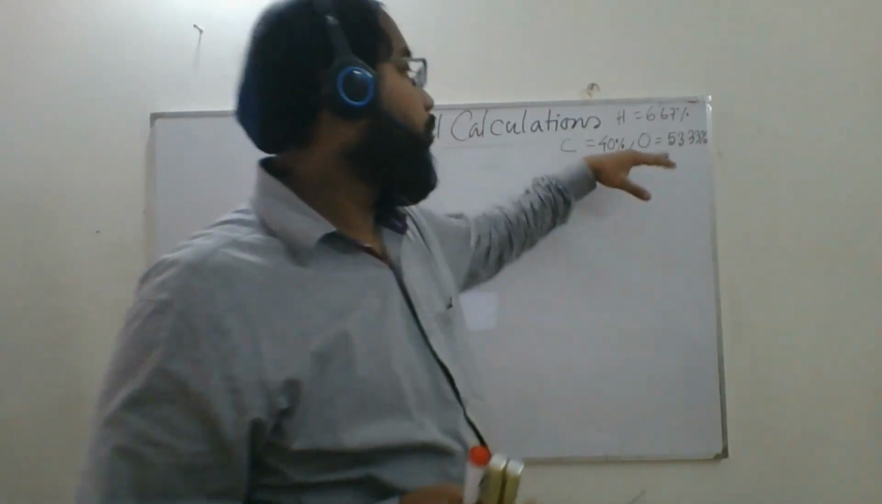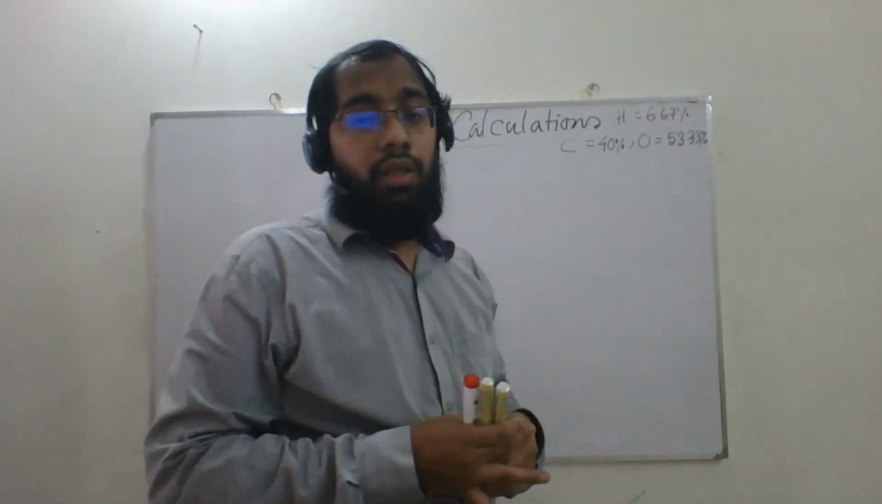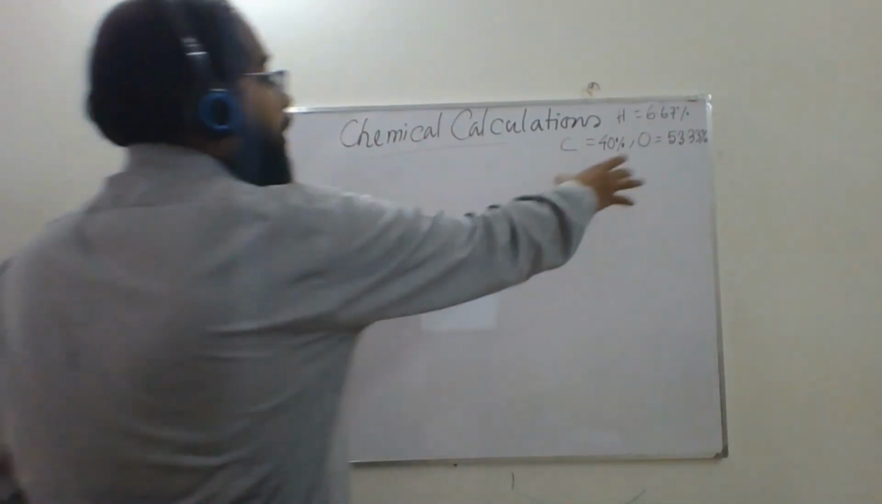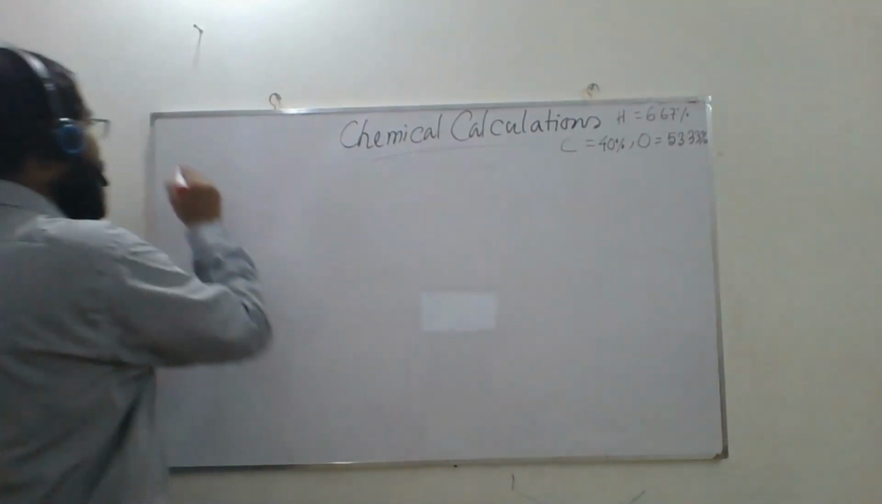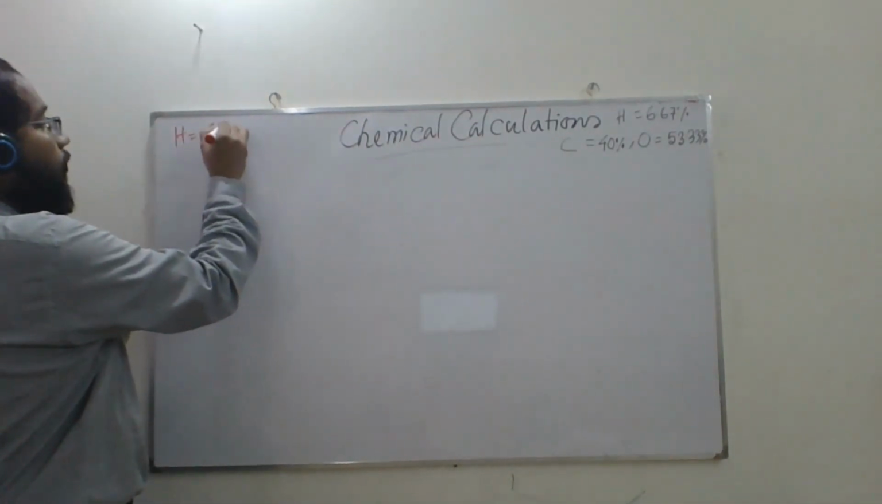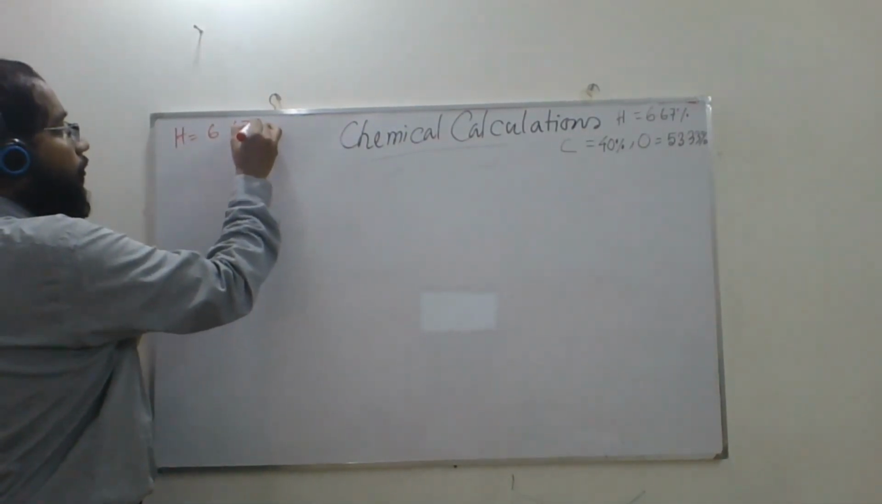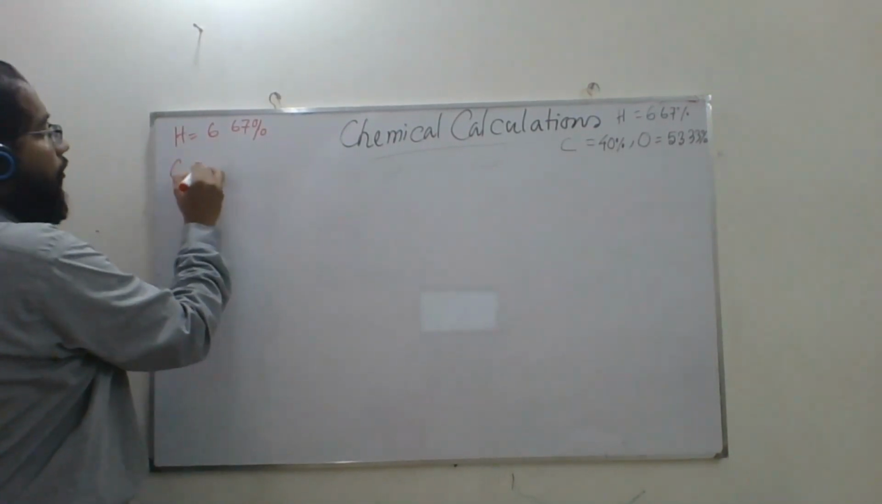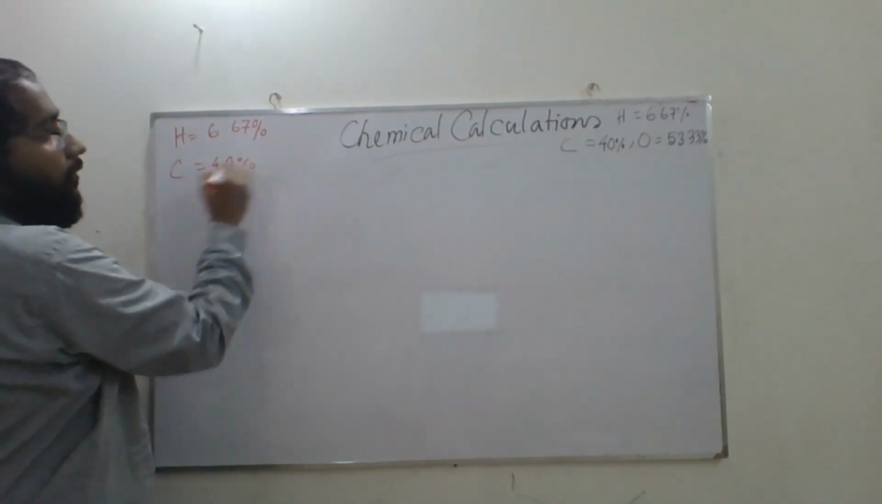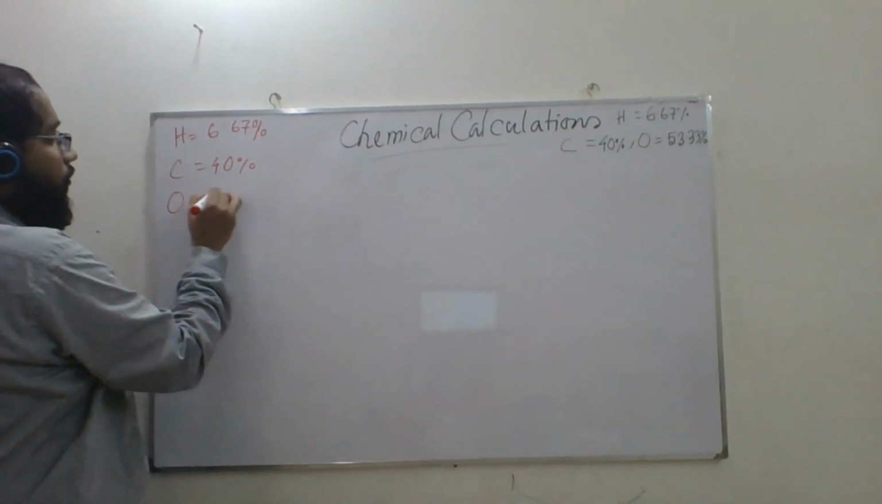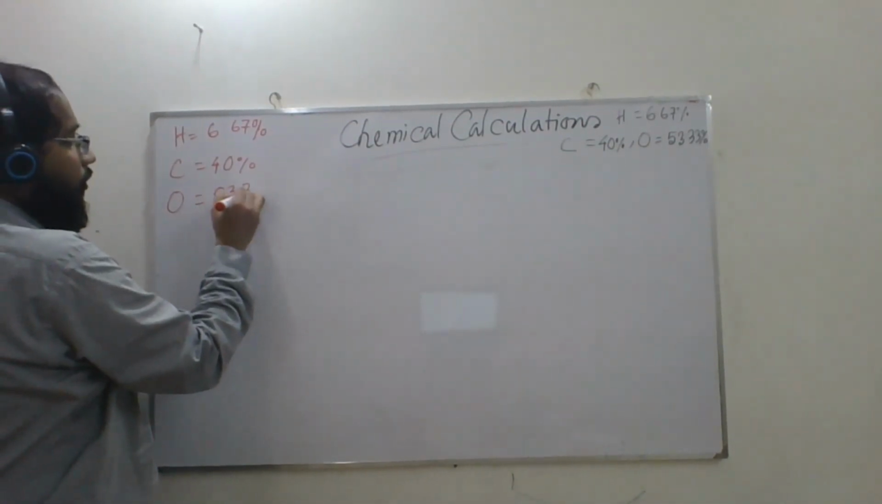Now at first we go for the empirical formula. We have this percent composition: hydrogen equal to 6.67%, carbon equal to 40%, and oxygen equal to 53.3%.